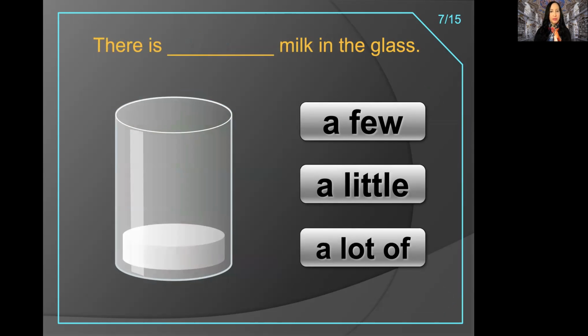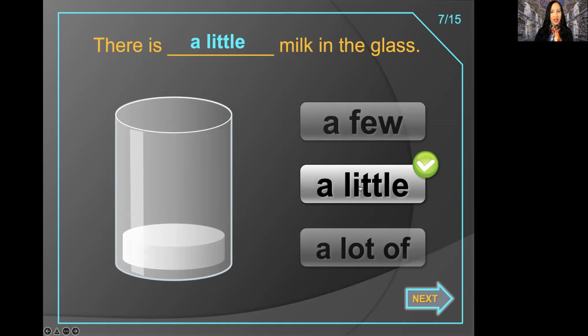What about this? Look at the picture. There is blank milk in the glass. There is a few milk in the glass. There is a little milk in the glass. There is a lot of milk in the glass. Okay, what is this? A few, a little, or a lot of? That's right, a little milk in the glass. Okay, remember, milk is what? A countable noun or a non-countable noun? Which one? That's right, it's a non-countable noun. So we use a little.